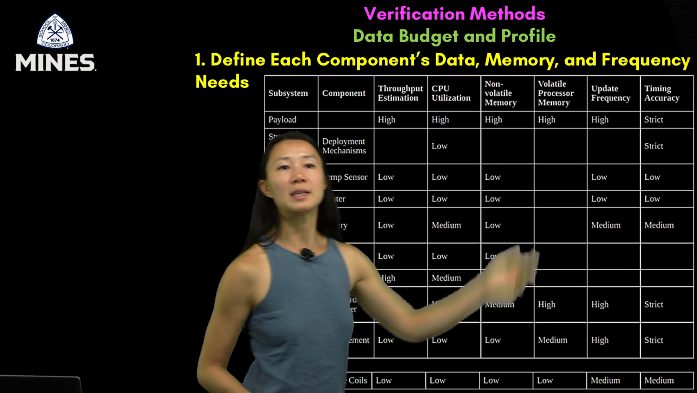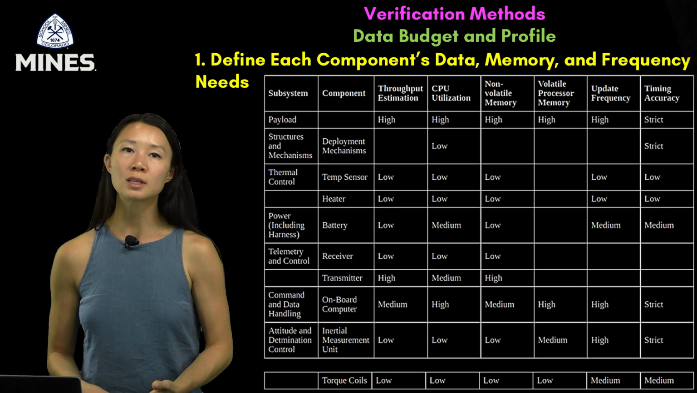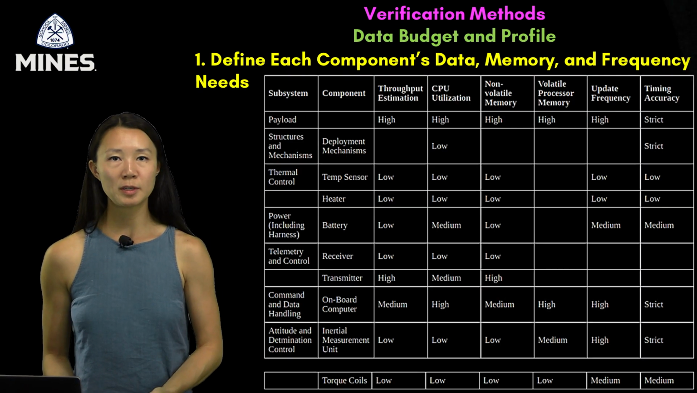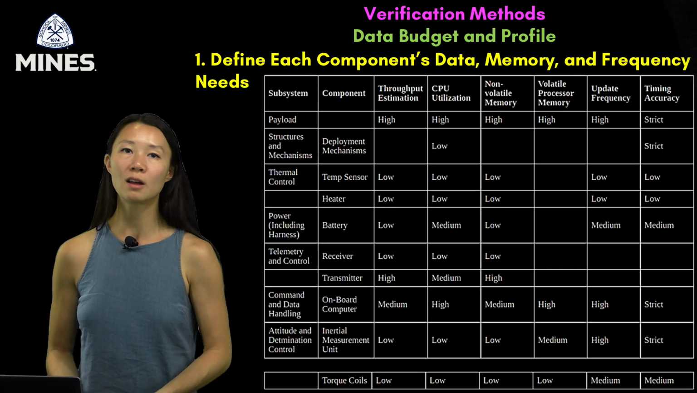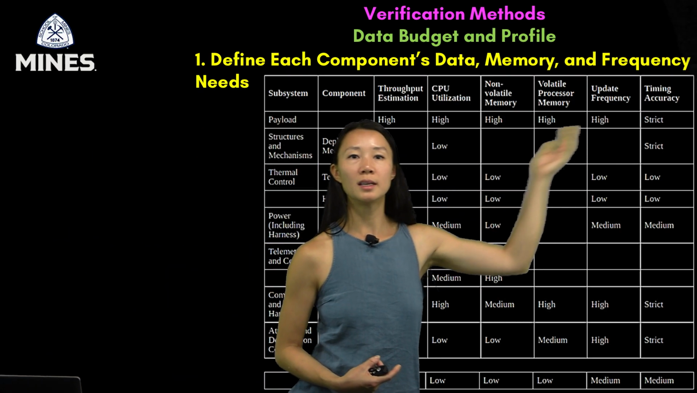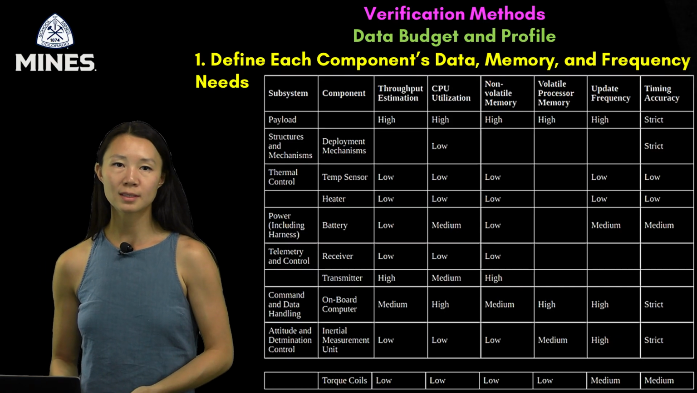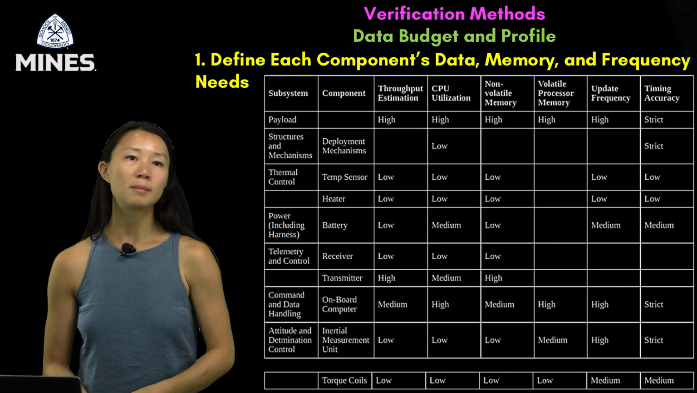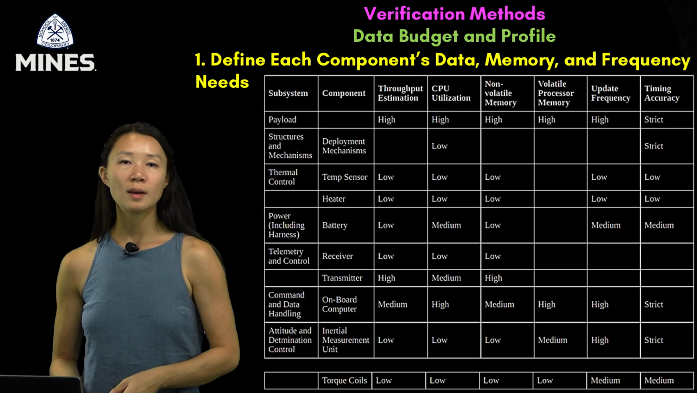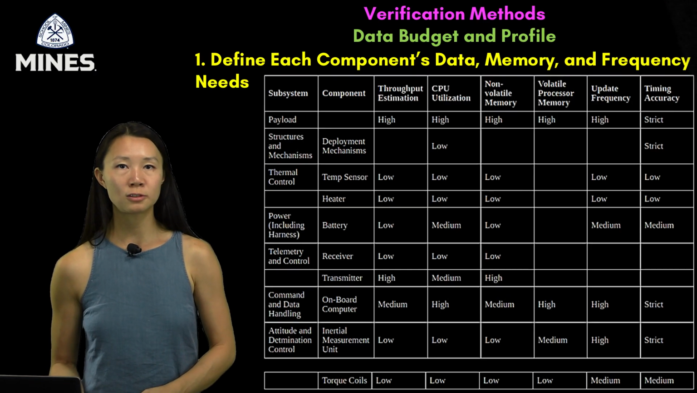Volatile processor memory is about RAM. Does the component need to load large data structures into memory? Real-time image processing, for example, often needs a lot of volatile space. And then we look at update frequency. How often does the system need fresh data from the component? Something like a heater might update once every few seconds, but an inertial sensor may need to update hundreds of times per second for attitude control.